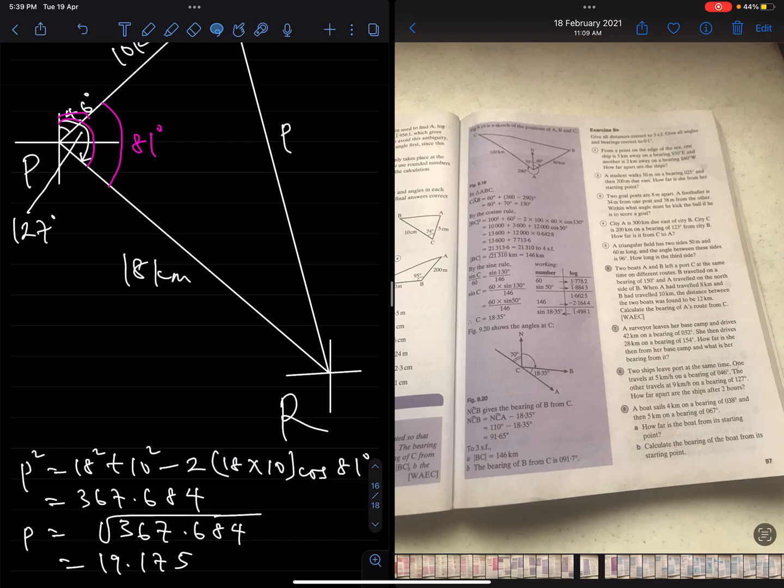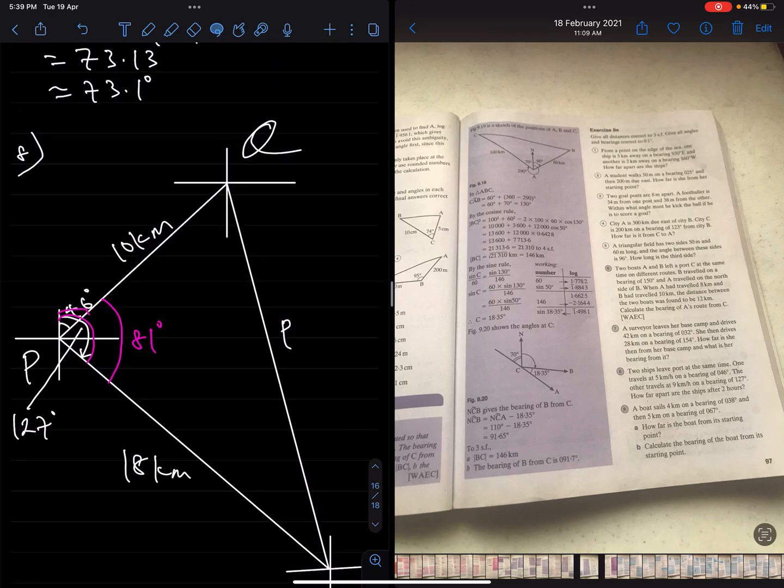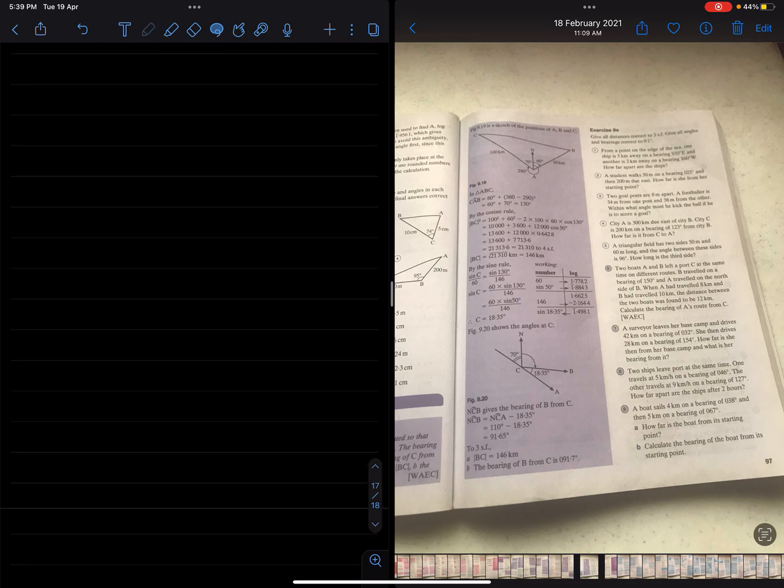Yeah, welcome back everybody. We're taking more questions on bearings and distances. But before we go, let's go over this very quickly. The last one we took was number 8, so we're starting from number 9.